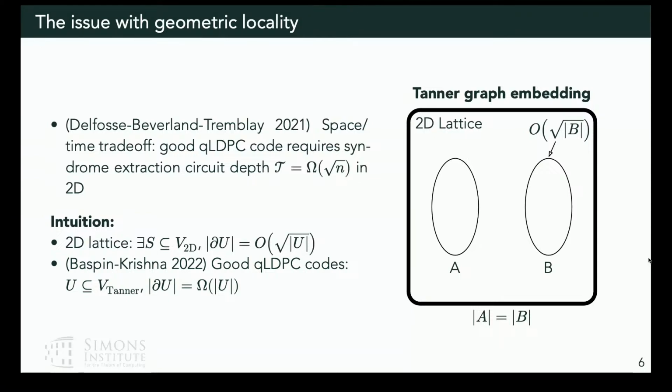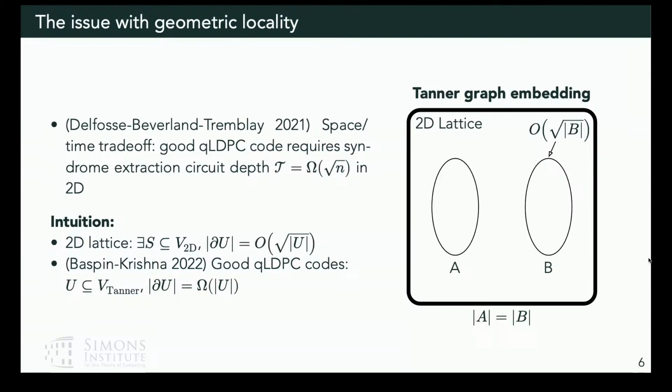So we know of this nice series of code bounds by Panteleev and Kalachev, and Hastings, Haah and O'Donnell. What it says is that essentially for good QLDPC codes, for any subset of vertices of our Tanner graph, the number of vertices that are adjacent to it is of size proportional to it.